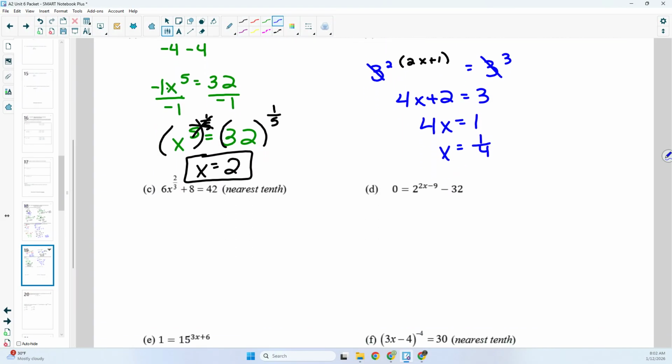Sometimes with these exponential equations, we will get something that says to the nearest 10th or something like that, and that's just because when we get to taking the root, we're not going to have a rational number. So, for example, on this one, we're going to start out with our reverse order of operations. So 42 minus 8 is 34. And then we divide by 6.